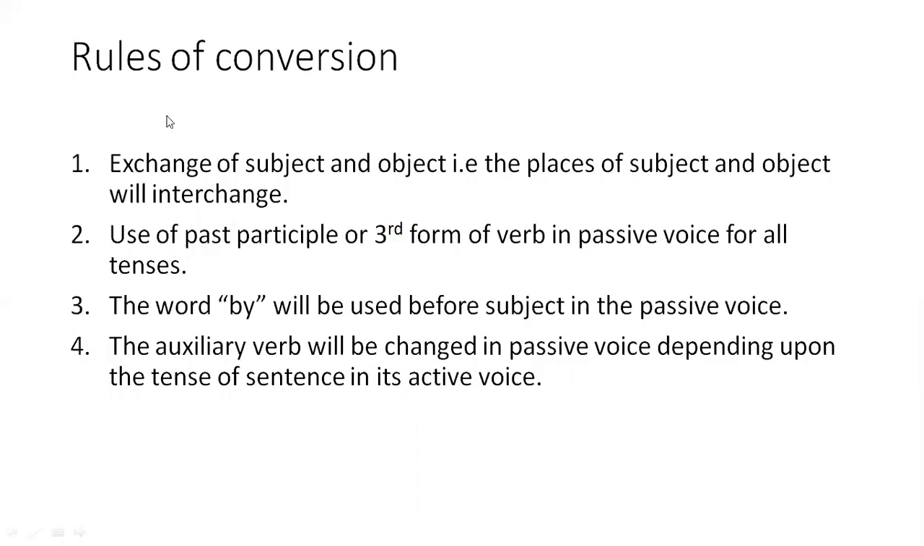Rules of conversion. Exchange of subject and object, that is, the places of subject and object will interchange. Use of past participle or third form of verb in passive voice for all tenses. This is very important, that we should know that in passive voice we only have to use the third form of verb or past participle in all kinds of tenses, whether it is present tense, past tense, or future tense. The word by will be used before the subject in the passive voice.